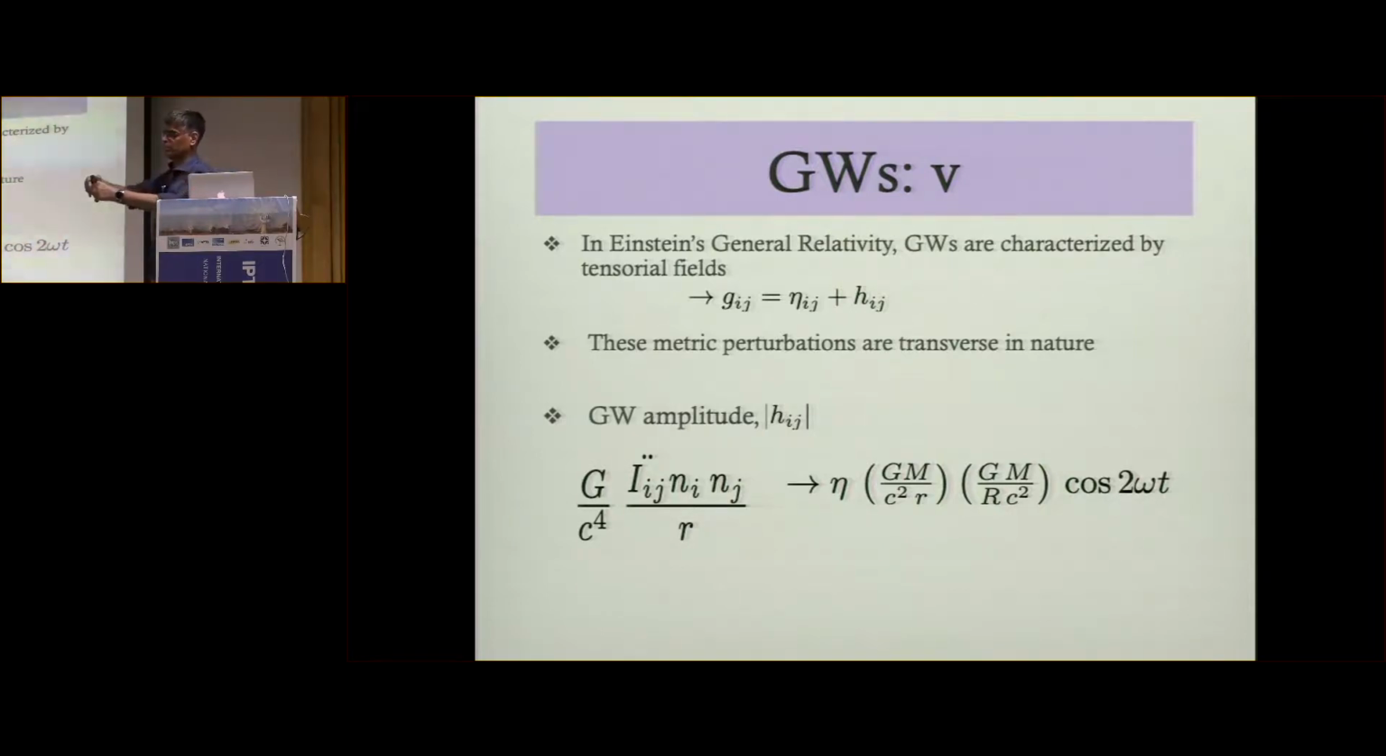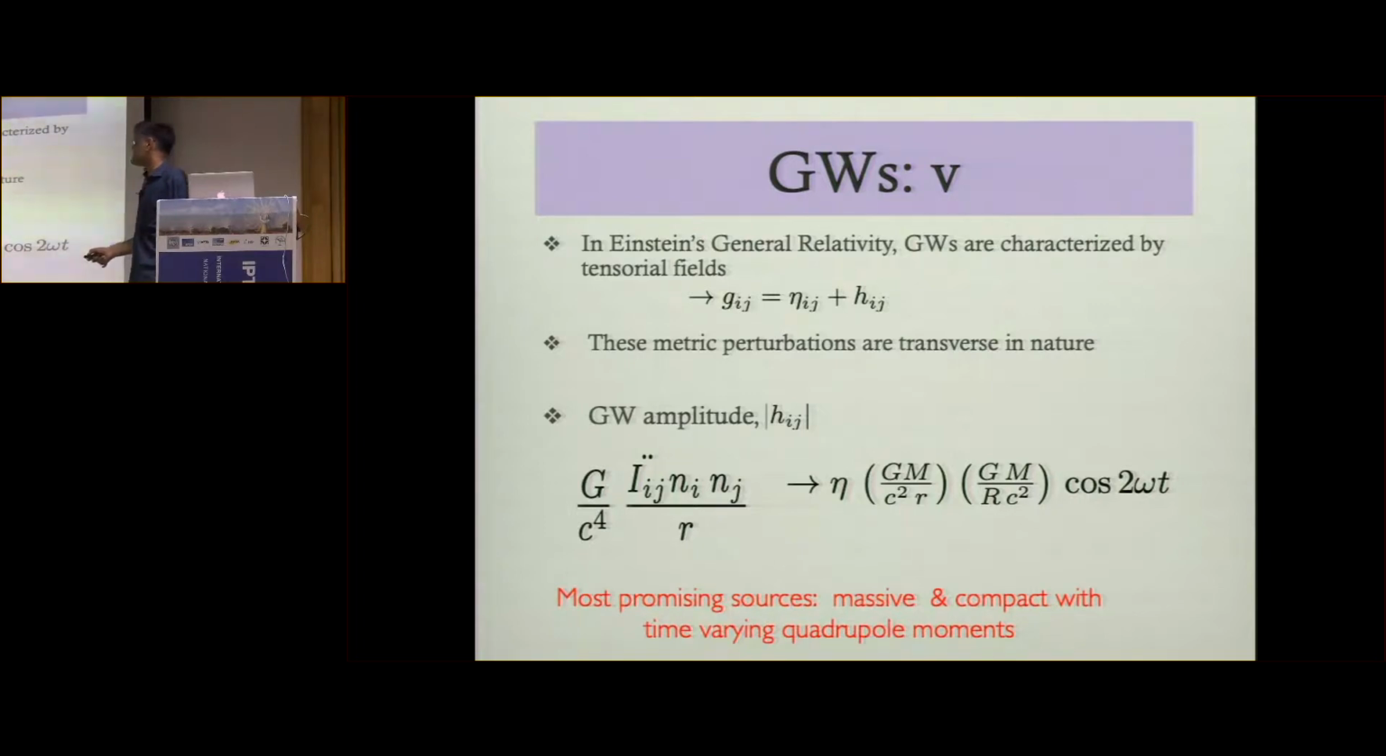So I'm essentially considering a binary neutron star. They are in circular orbit with an orbital frequency omega. You get the amplitude of the gravitational wave varying as twice omega t. That's simply because of the quadrupole nature of the source. And you find GM divided by r c squared. So it simply means that if you want high amplitude, you need the radius of the binary to be comparable to GM over c squared.